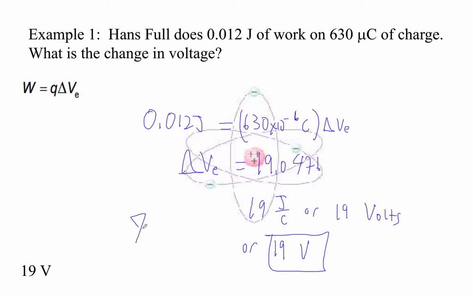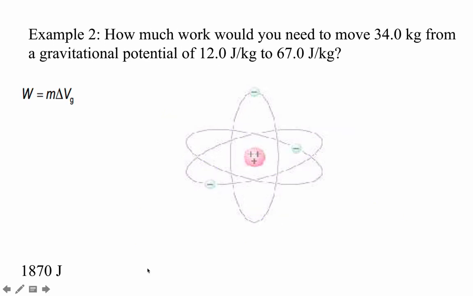All right, so let's look at gravitational potential. How much work would you need to move 34 kilograms from a gravitational potential of 12 joules per kilogram to 67 joules for every kilogram? So our change in gravitational potential is 67 minus 12. This is the hardest part right here. I think it's 55 joules per kilogram. So now we're all set.